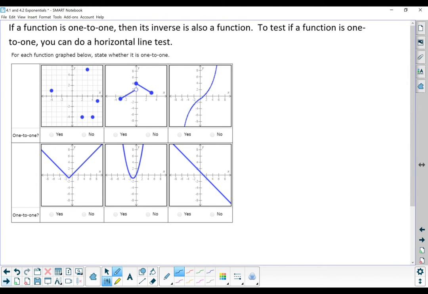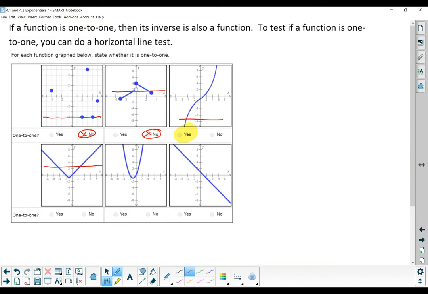So here are 6 graphs. We have to just decide if they are 1-to-1 or not. So look for spaces where it would fail the vertical line test or the horizontal line test. So this one's a no. We've got an issue in here, so also a no. But this one looks like I could pass that horizontal line over the entire function and it would be fine. So this one is a yes. It is a 1-to-1 function.